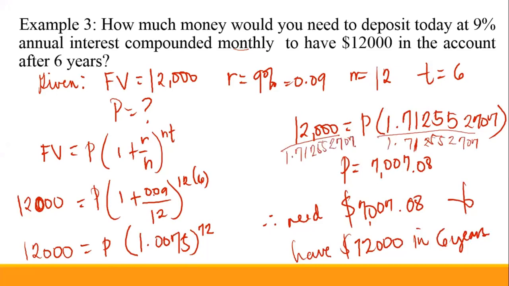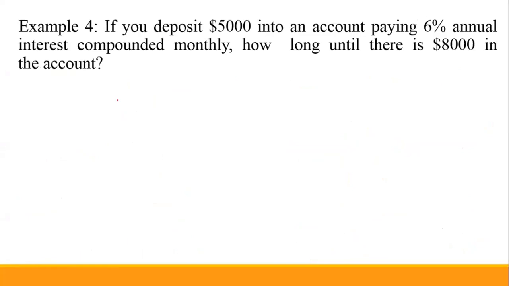Yun. Intindihan? Para makuha natin si P. So this is 1. So you would need to deposit $7,007.08. Okay? Just to accumulate or to have $12,000 in the account. So there. Let us have another example.